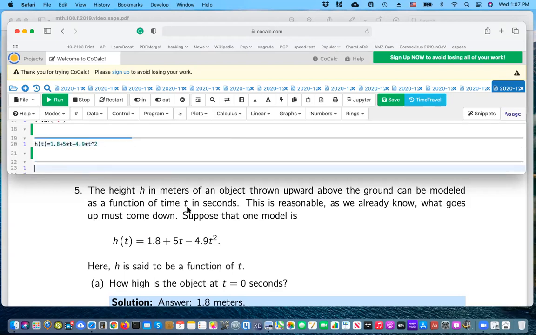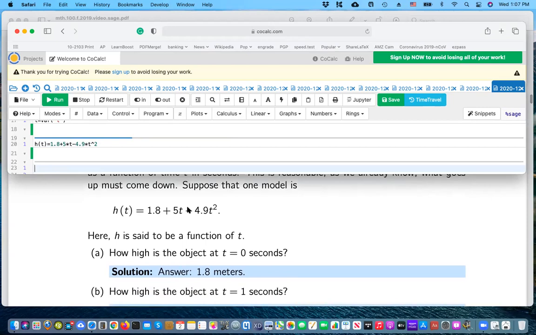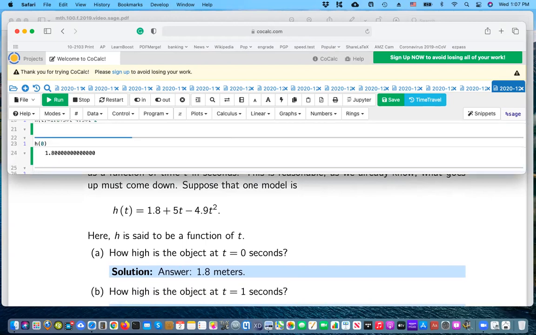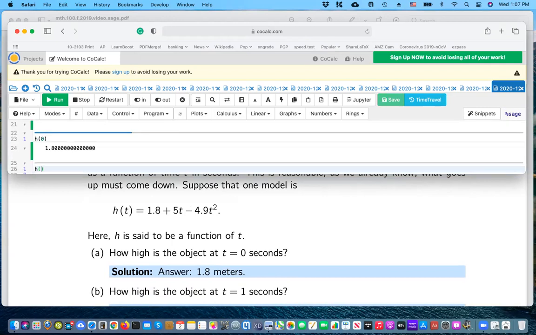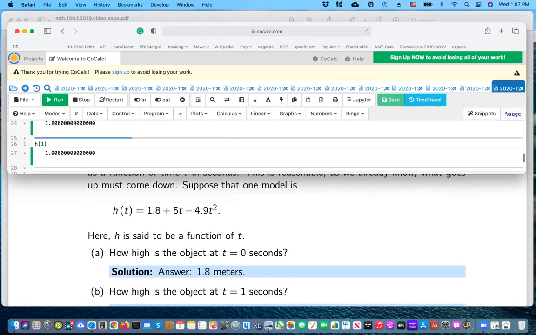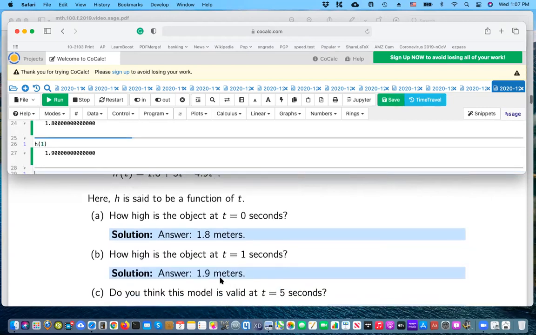Now let's see if we can go through the questions. And what's the first question? What's h evaluated at 0? I don't know. Yep, now I do. It's 1.8 with a bunch of zeros in it. Now, by the way, so why is that? It's the precision of this machine. All right. So I'm going to say 1.8. It's the same number. Let's do h of 1 now. That's the second question. What does it give me? 1.9. What did we say? 1.9.